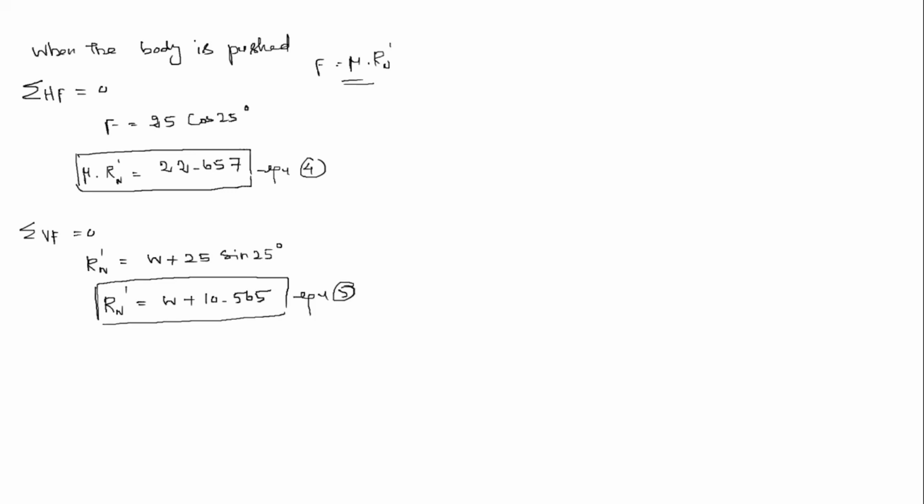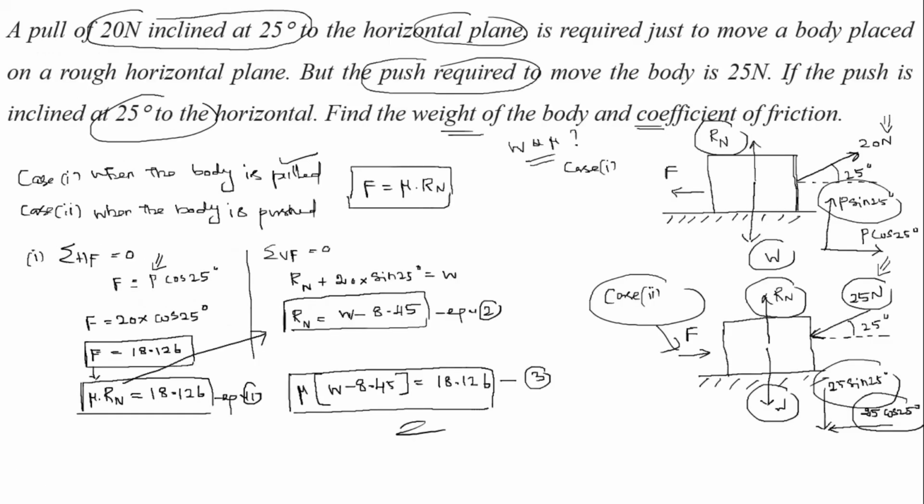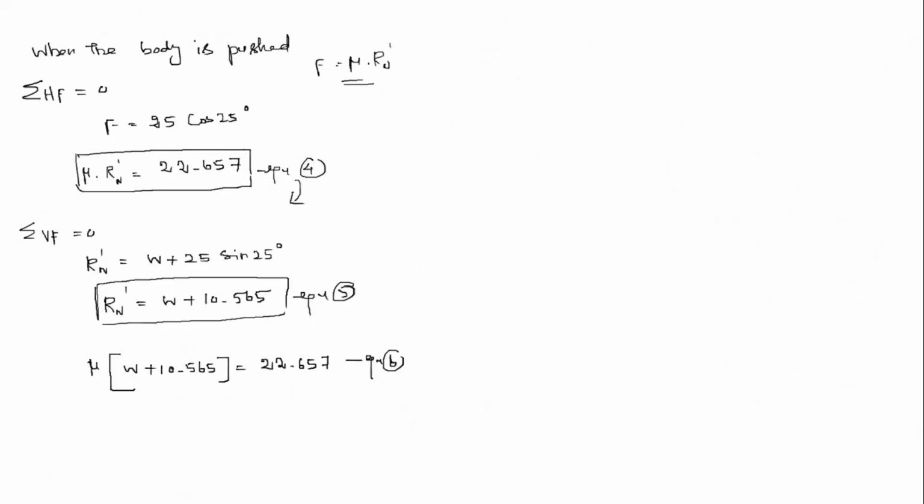Substitute equation 5 in equation 4. So, mu into (W plus 10.565) is equal to 22.657. This is equation 6. Now solve equation 3 and equation 6.